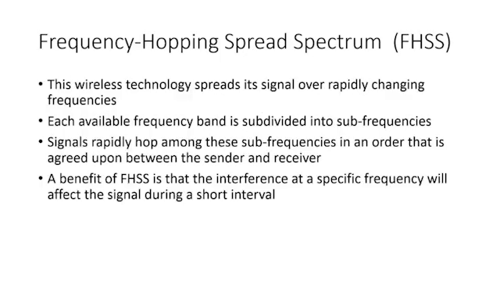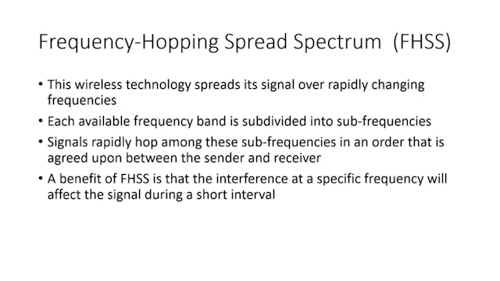And then they developed the frequency hopping spread spectrum. Now this wireless technology spreads its signal over rapidly changing frequencies. So the frequencies are changing and we're bouncing from frequency to frequency. Now each available frequency band can be subdivided into sub-frequencies below that. So the signals rapidly hop, bouncing among these sub-frequencies in an order that is agreed upon between the sender and the receiver beforehand. So they're on the same page, right? If I'm hopping frequencies and you don't know where my next hop is, we can't communicate. So we have to negotiate that at the beginning.